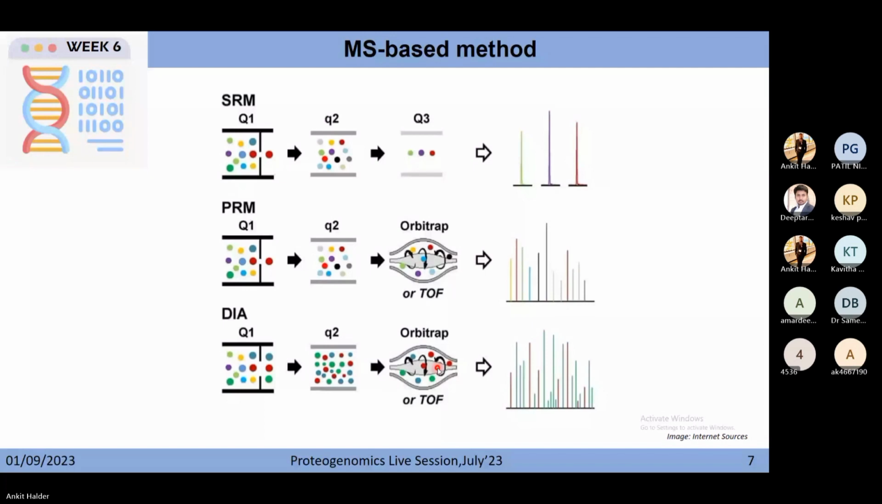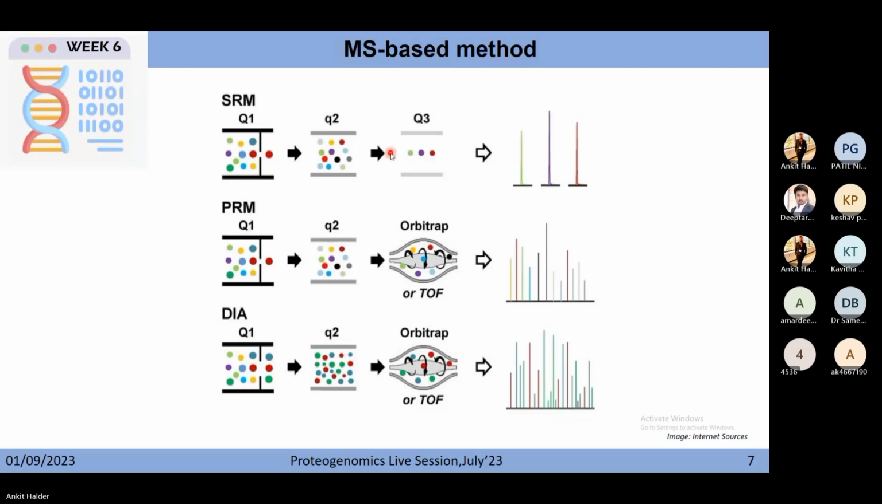So that is not much related to targeted proteomics, but the two major ways that we generally use to validate in targeted proteomics are SRM and PRM. The major thing is that in SRM you give not only the precursor but also the product ion.